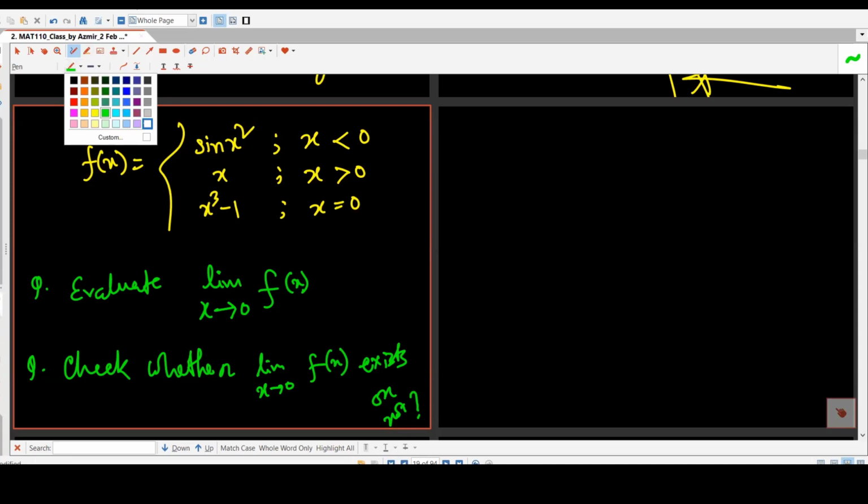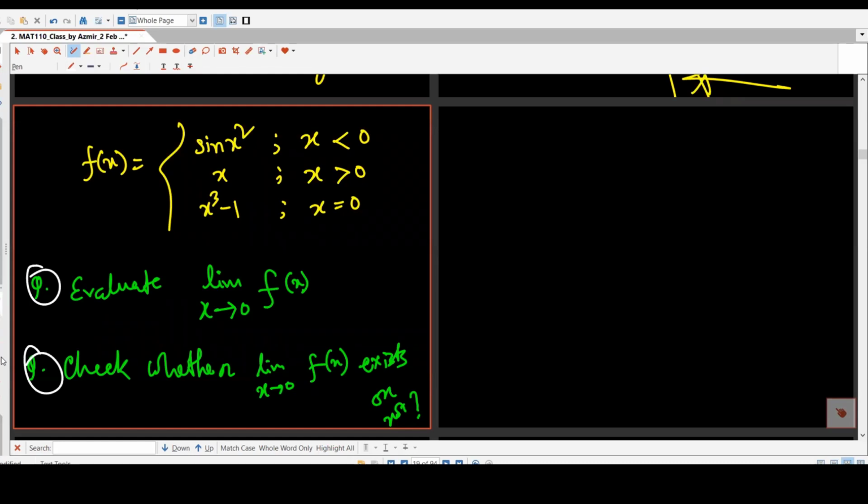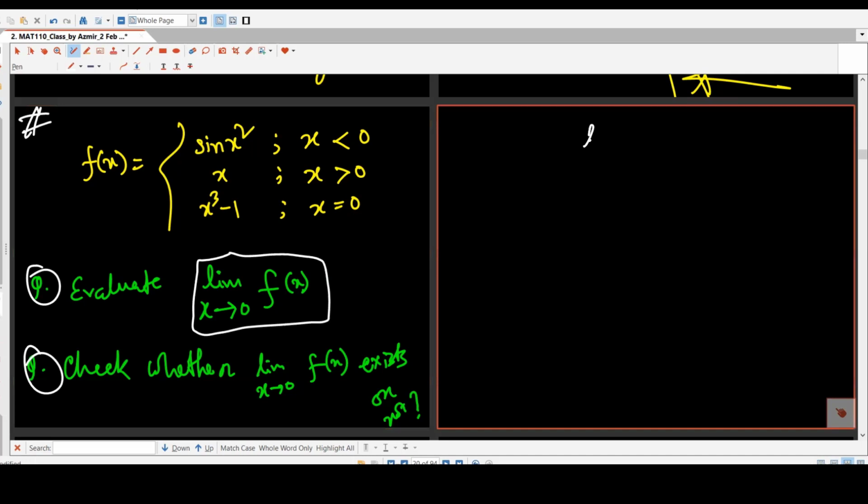Actually, I have written 2 questions, but the process of answering is the same. So let us write the main part, that is, limit x tends to 0 of f of x. So we want to evaluate this one.